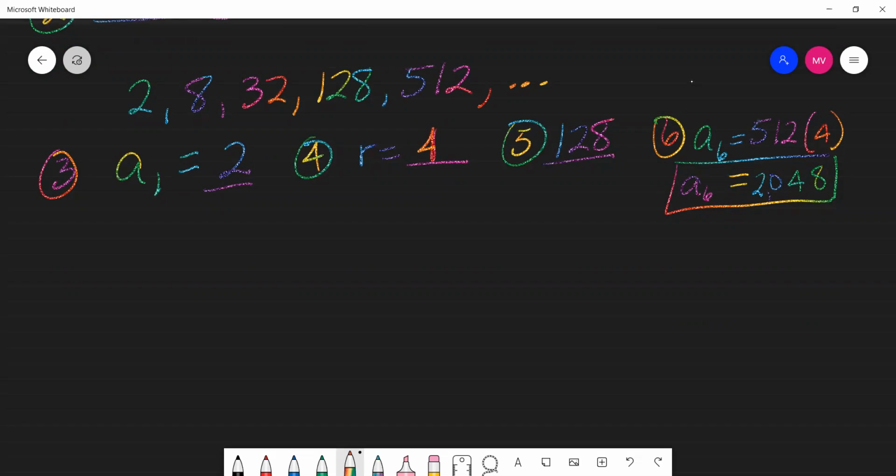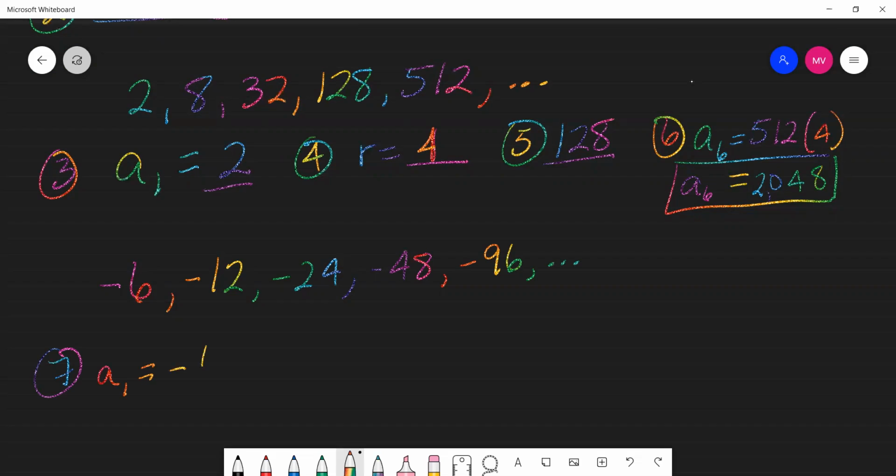Okay. So same thing, they give us a sequence of -6, -12, -24, 48, 96. Okay, so number 7 is A1 probably, right? So what's the term in position 1? -6. Okay, number 8. What is the ratio?